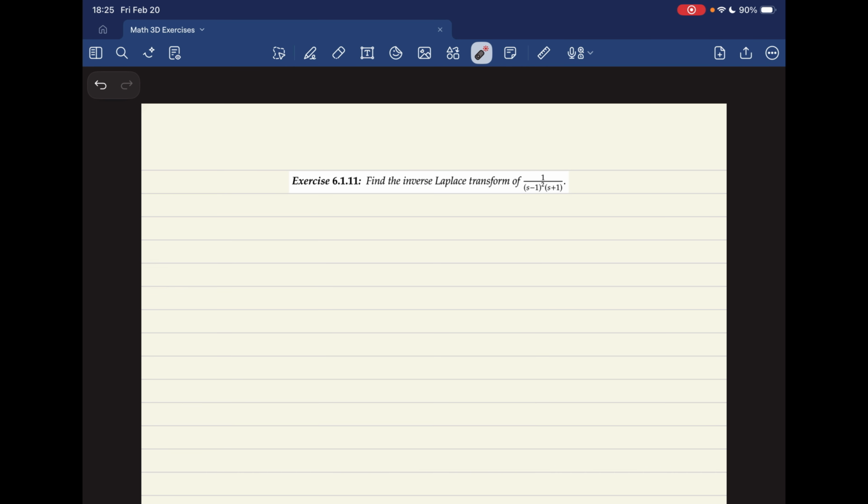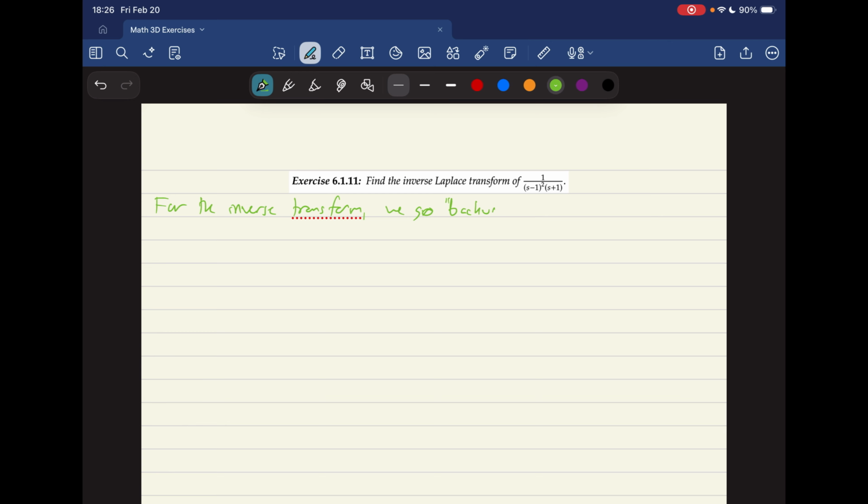All right. So now let's find the inverse transform of this function given to us here. As a brief reminder, for the inverse transform, we go backwards. What I mean by this is, say we know that the Laplace transform of f of t is some function, F of s. Then the inverse transform of F of s is just whatever function we plugged into the Laplace transform, namely f of t.